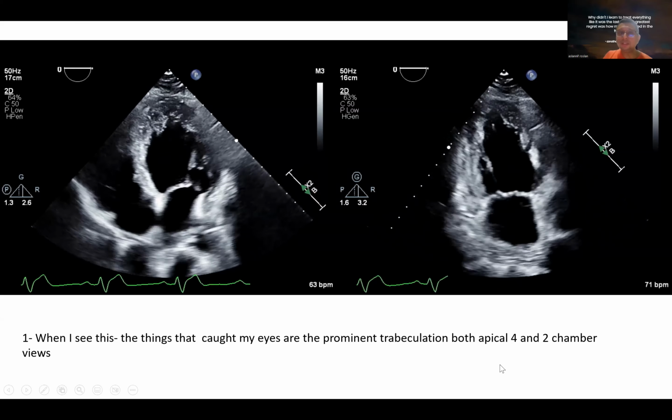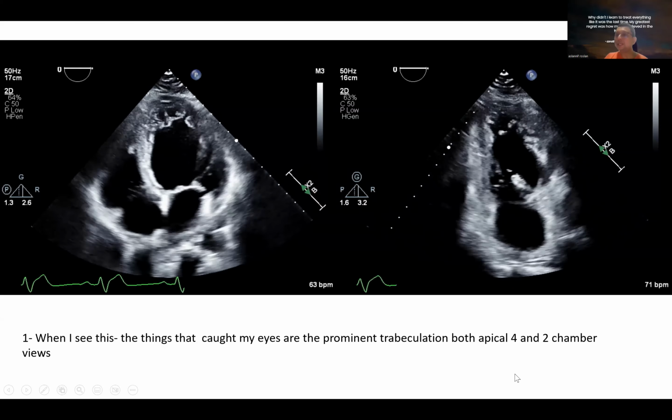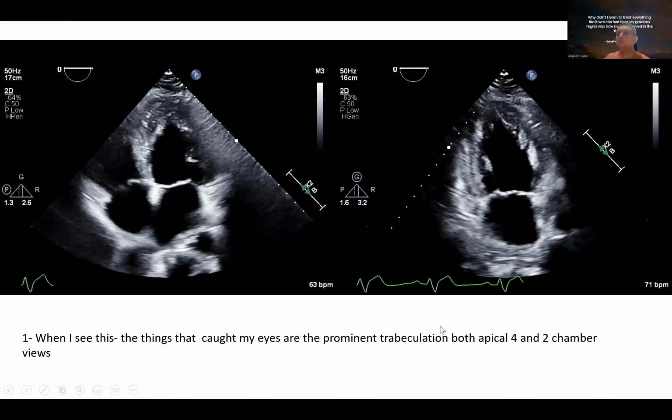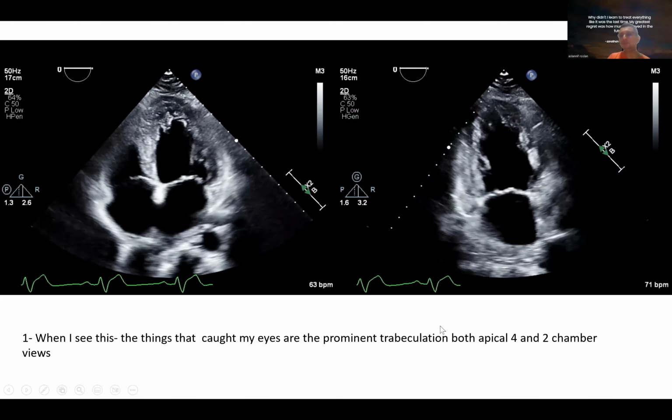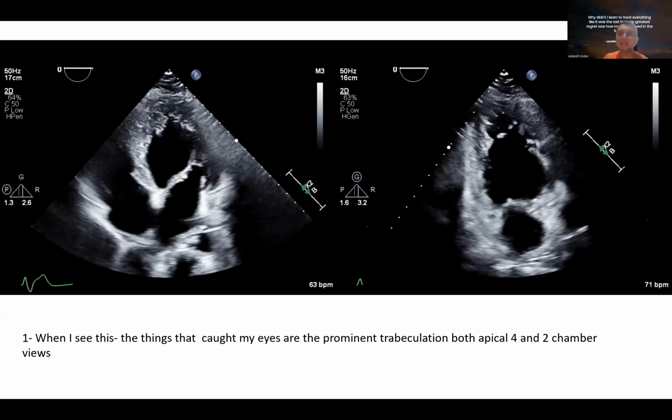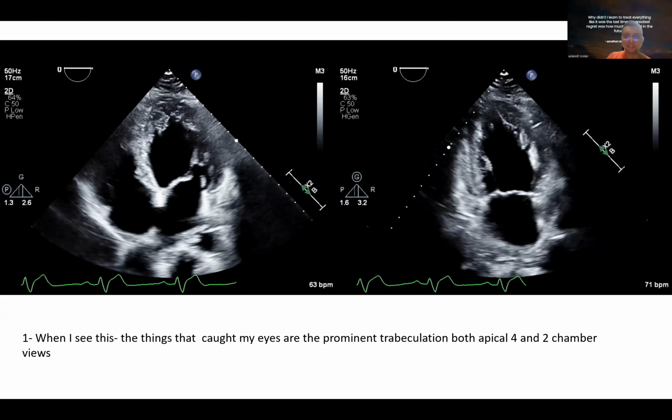I asked the patient whether he is pregnant. Obviously, he cannot be pregnant because he's male, so there is no reason why he should have hypertrabeculation. Okay, so the first thing that I think about is LV non-compaction. Am I dealing with LV non-compaction here?